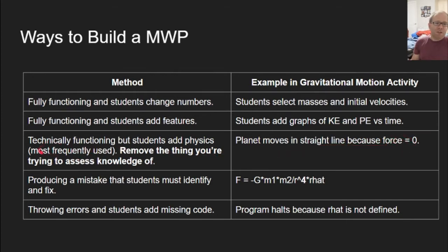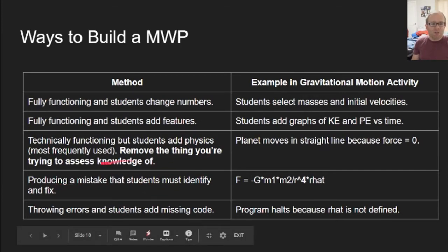This is the most frequently used version of minimally working programs. This is what most people mean when they say minimally working program. Basically, what you do is you remove from the code the thing you're trying to assess knowledge of. So if you want to see if students know how to calculate a gravitational force in space, you take out that force, replace it with a 0, and tell them to add the piece of missing physics.